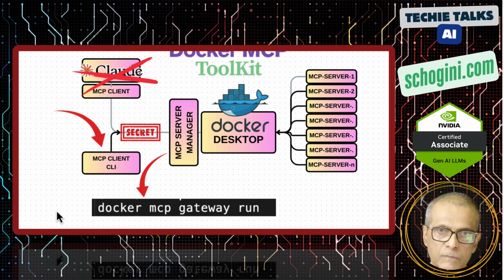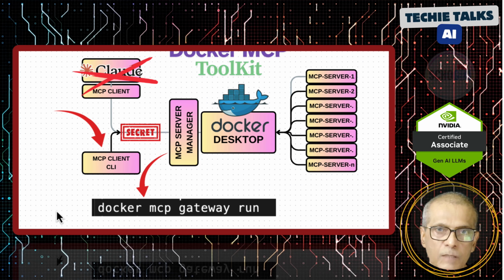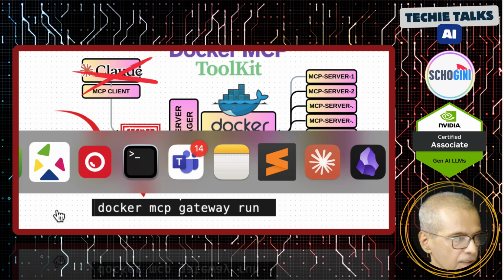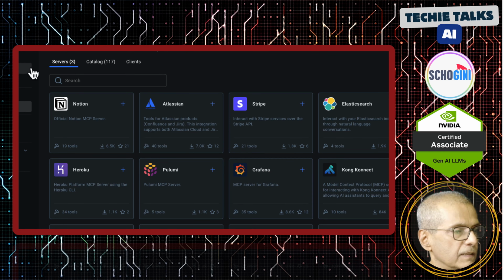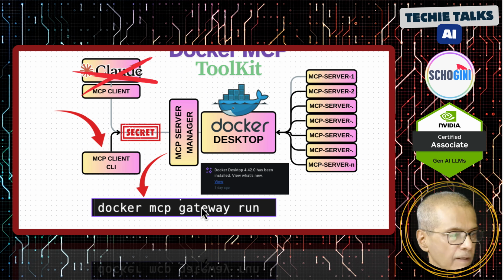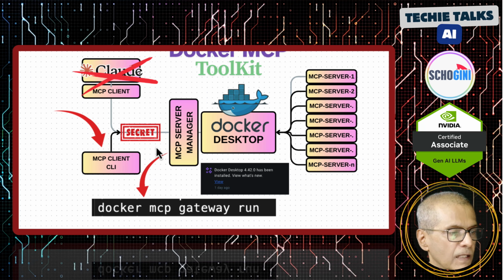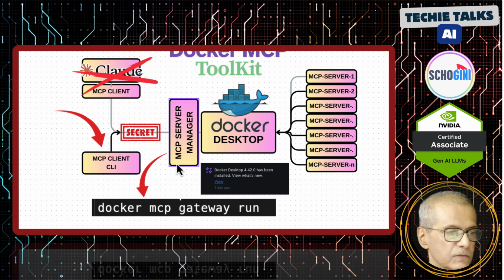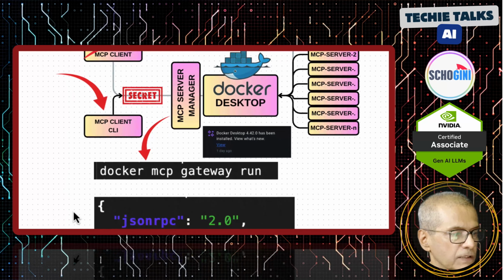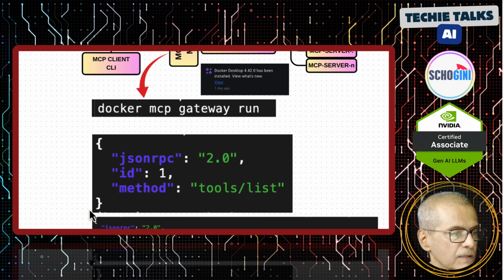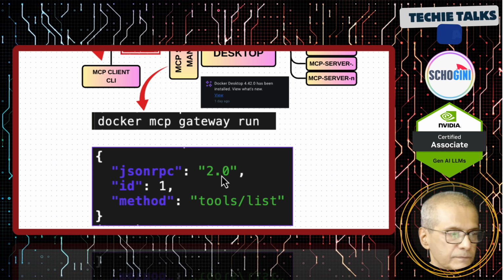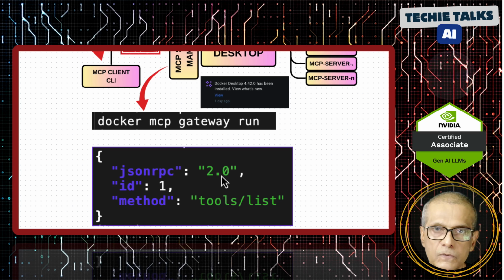First thing, Docker MCP Toolkit gives a new command. This is there in the latest Docker version, Docker 4.42 Desktop. This command is what allows this MCP server to receive instructions to run any of these tools. The first thing we need to do is pass a JSON RPC like this to list the tools. That is what I'm going to show here.